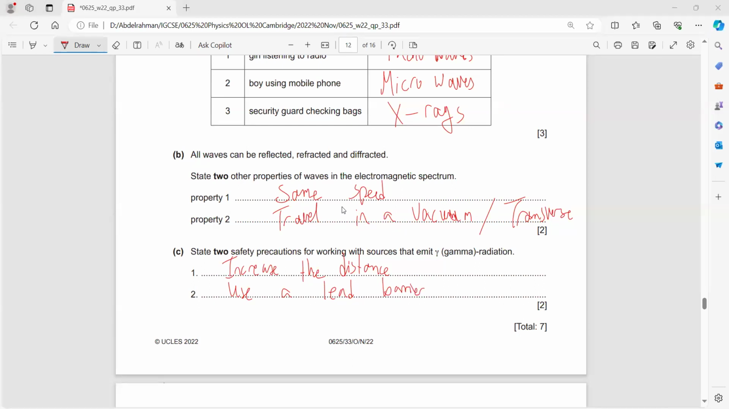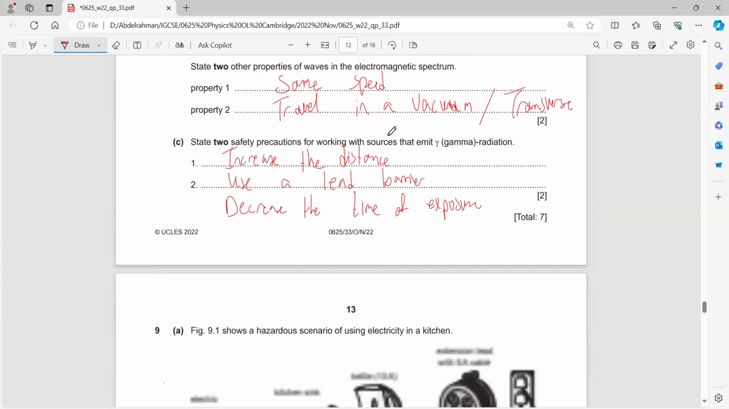I can say decrease the time of exposure. Time of exposure. Nice.